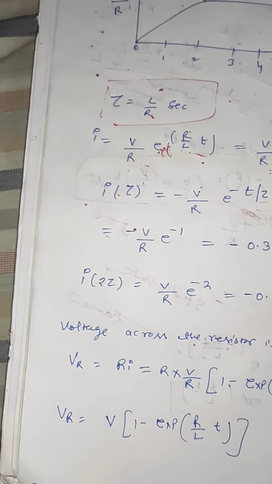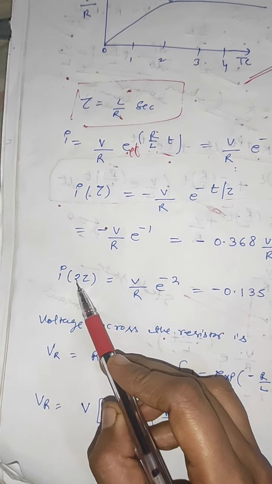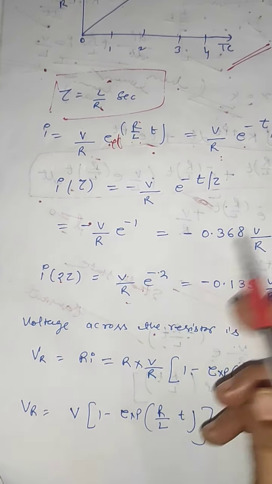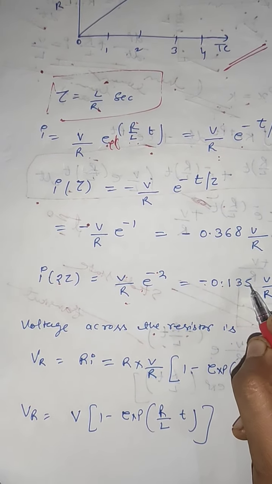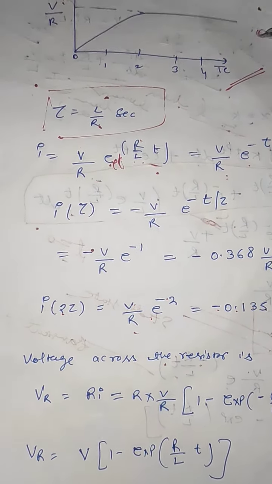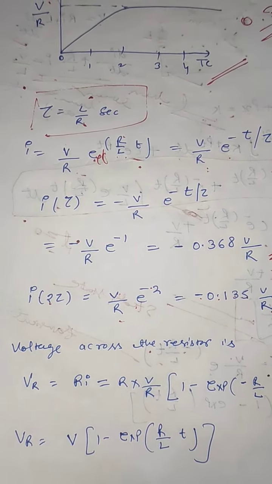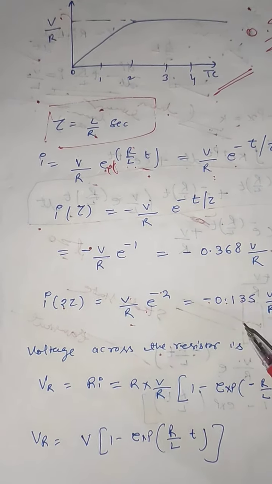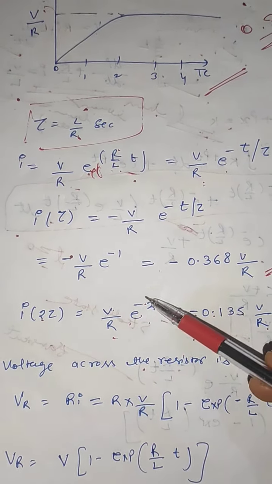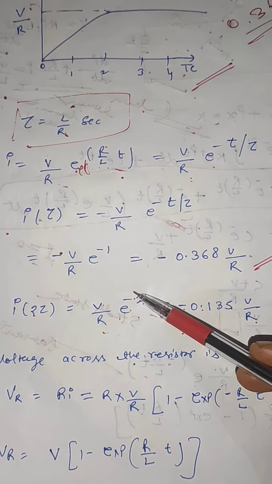Put t equal to 2 tau: V upon R e to the power minus 2, which is 0.135 V upon R. At one time constant it is 36.8 percent. For the second time constant we put in the value of e to the power minus 2 and check it.